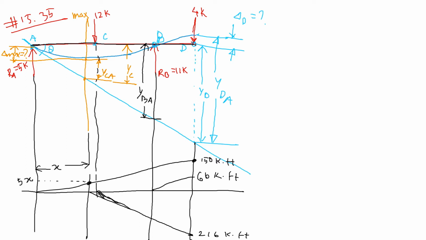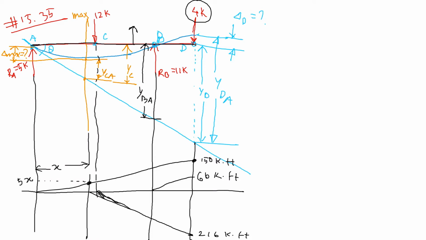Now from our experience we can tell that the maximum deflection will be towards the left of C, not at C. If this 4k load did not exist, the maximum deflection would be in the middle of A and B. However, because of this load, the beam will try to crank this way, and it will create the maximum deflection towards this end.